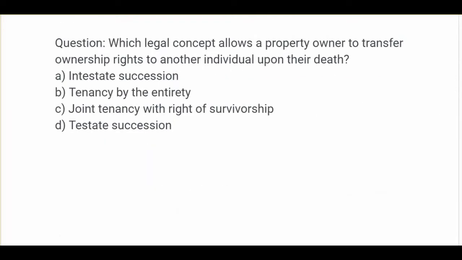Which legal concept allows a property owner to transfer ownership rights to another individual upon their death? A. Intestate succession. B. Tenancy by entirety. C. Joint tenancy with right of survivorship. D. Testate succession.